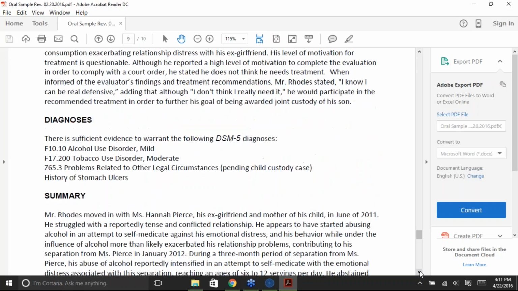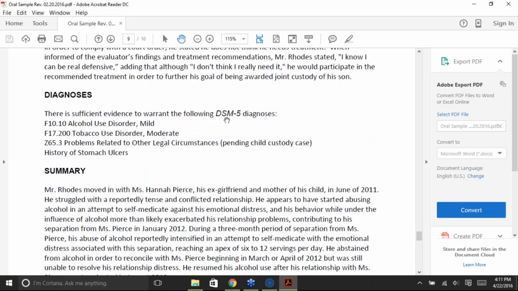So these are my diagnoses. Use DSM-5 and use ICD-10 codes instead of ICD-9 codes to be current. So we have a mild alcohol use disorder, moderate tobacco use, and then here's a Z code, which is other conditions that may be a focus of clinical attention even though they're not disorders. And then here's our medical history of stomach ulcers. Remember, no longer are there 5 axes with the DSM-5.